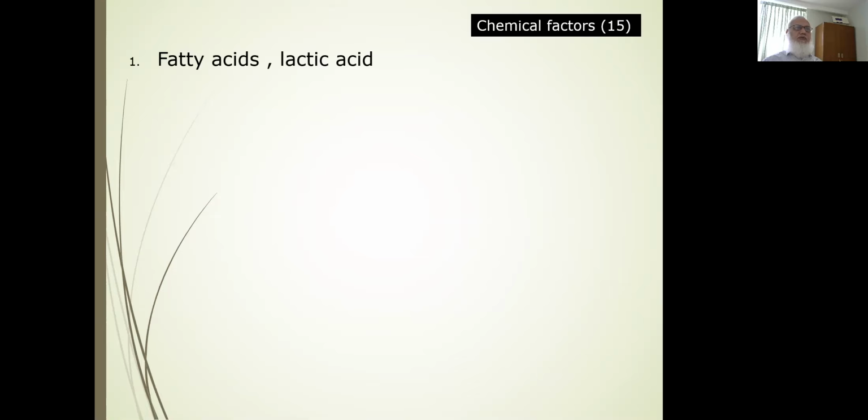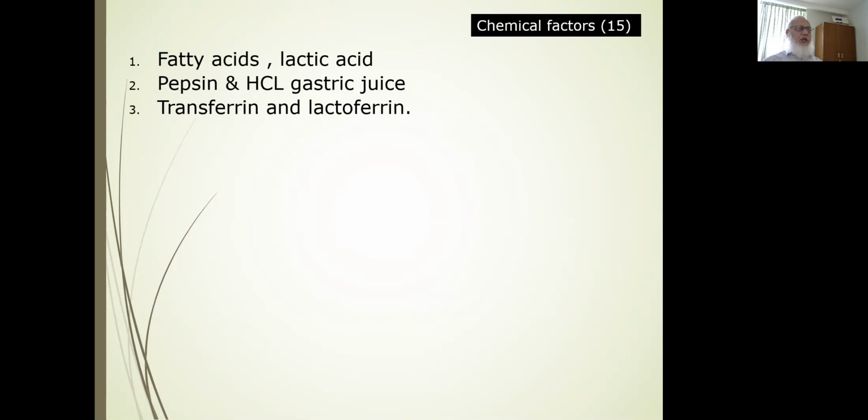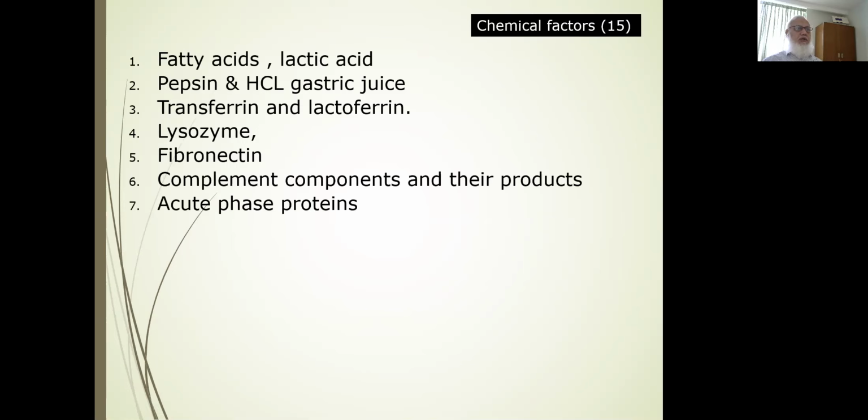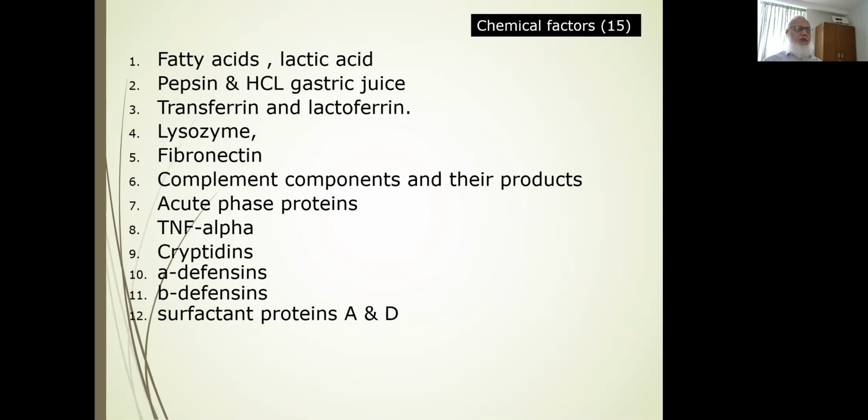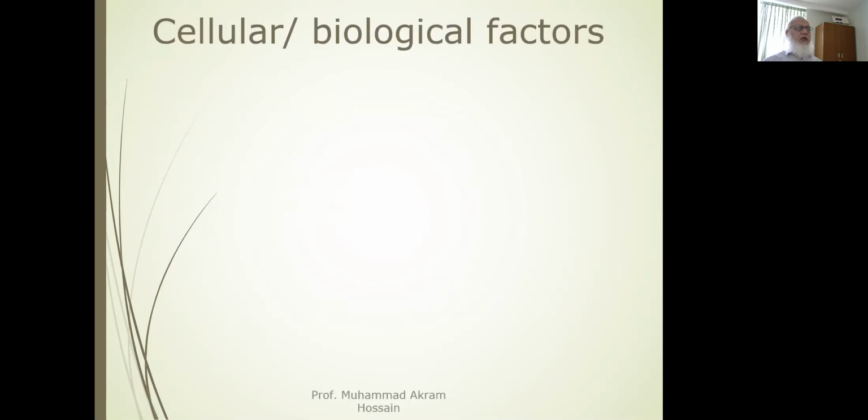We have mentioned here fatty acids and lactic acids present in different parts of the body, especially the skin. Pepsin and hydrochloric acid are present in the digestive tubes, along with transferrin, lactoferrin, lysozyme, and fibronectin. Also complement components and their products, acute phase proteins, TNF-alpha, cryptdin, alpha-defensin, beta-defensin, surfactant proteins A and D, cytokines, chemokines, and interferon. We will describe a little bit in the following slides.